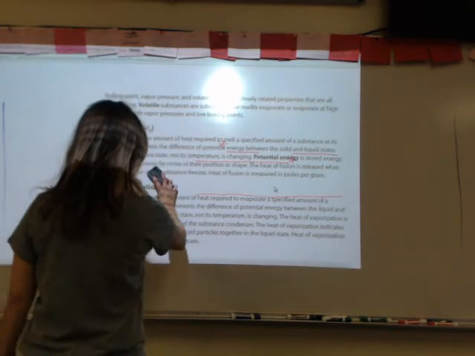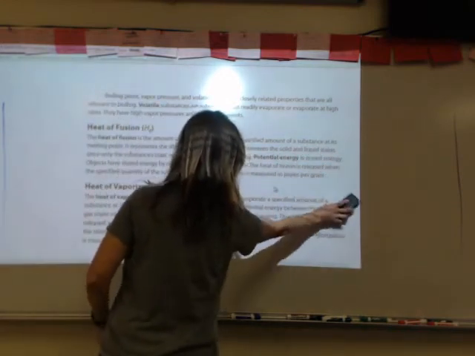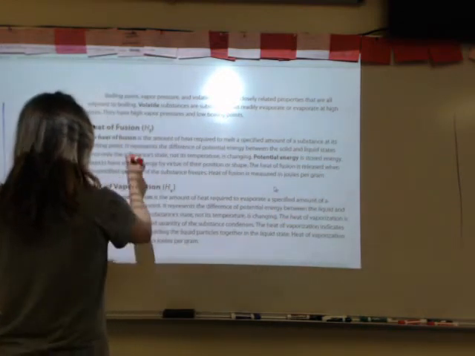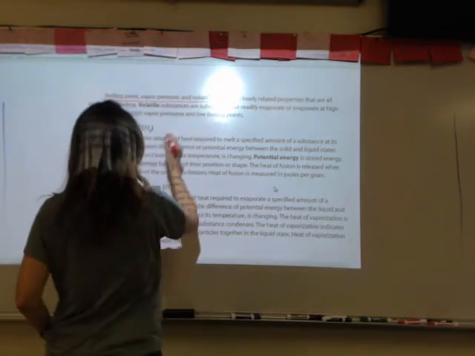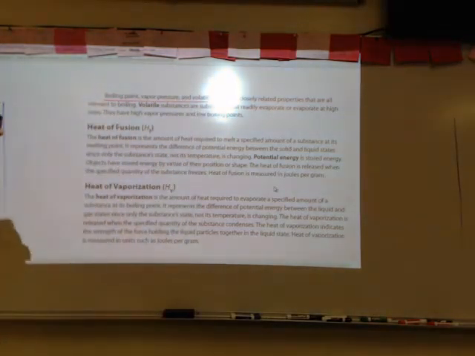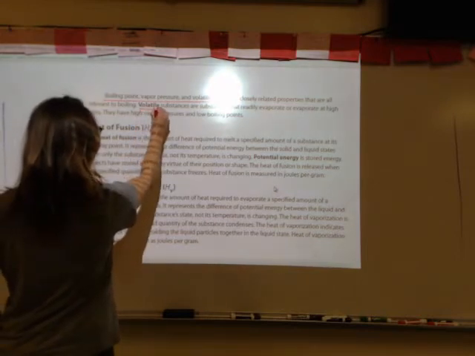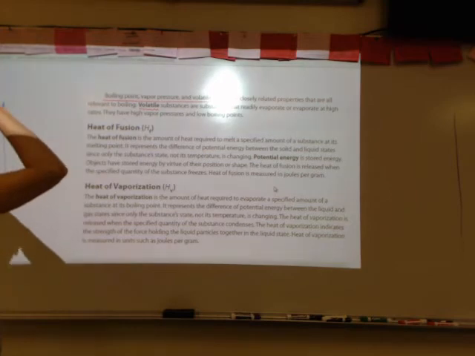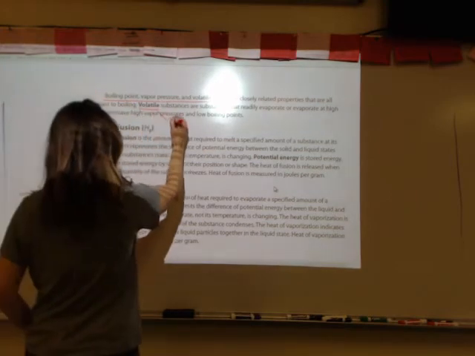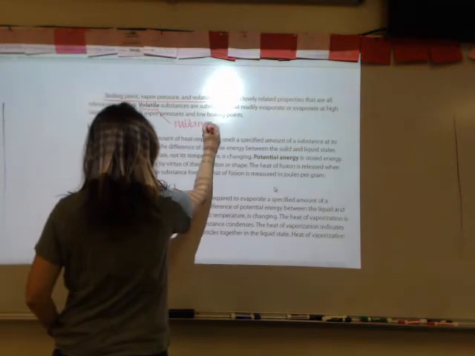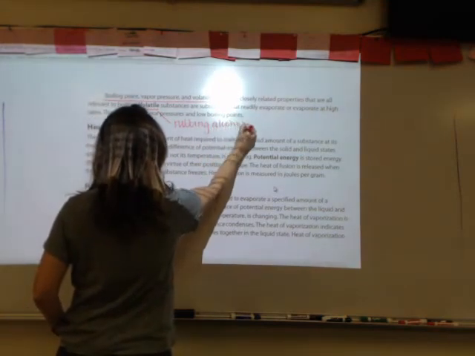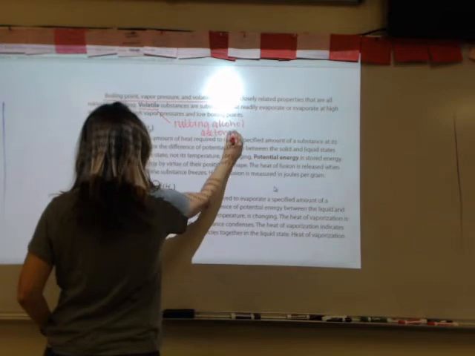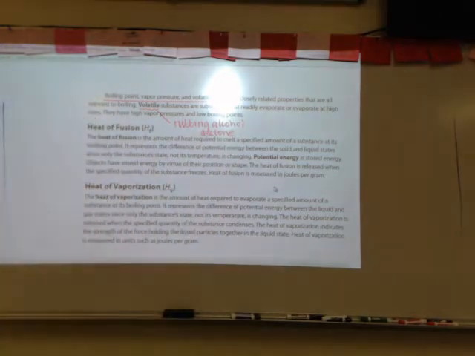So, boiling point, vapor pressure, and volatility are very closely related properties that are all relevant to boiling. Volatile substances are things that readily evaporate, or they evaporate at really high rates. This would be things like rubbing alcohol or acetone, which is a nail polish remover. And these sorts of things have really high vapor pressures and low boiling points.